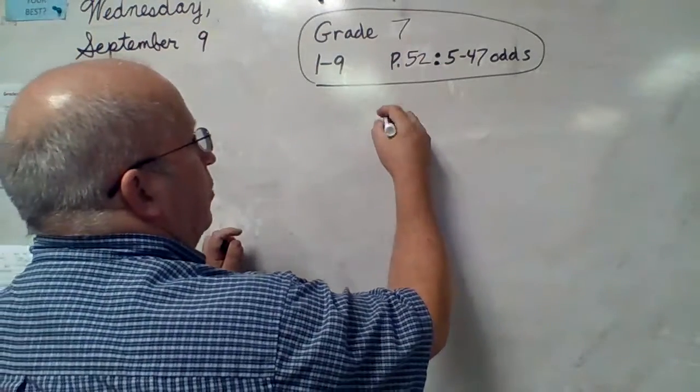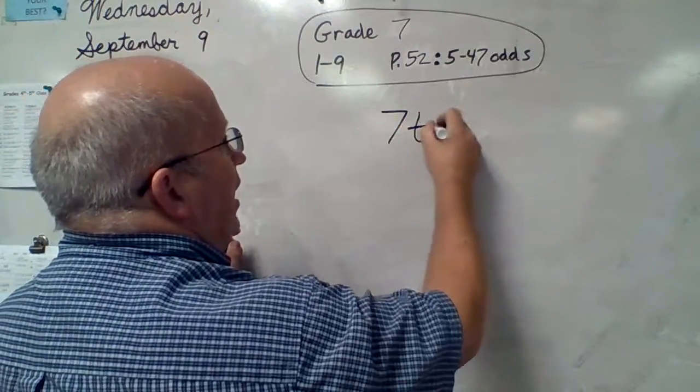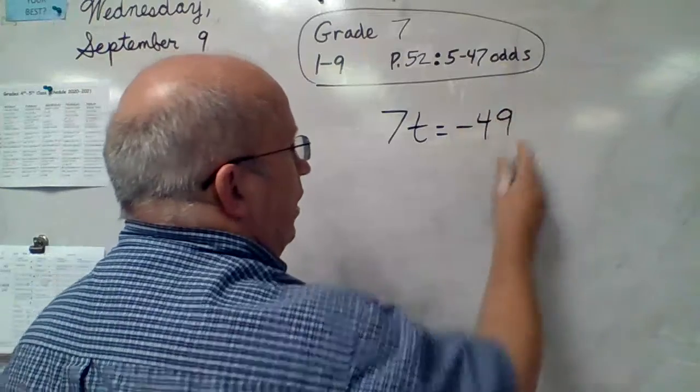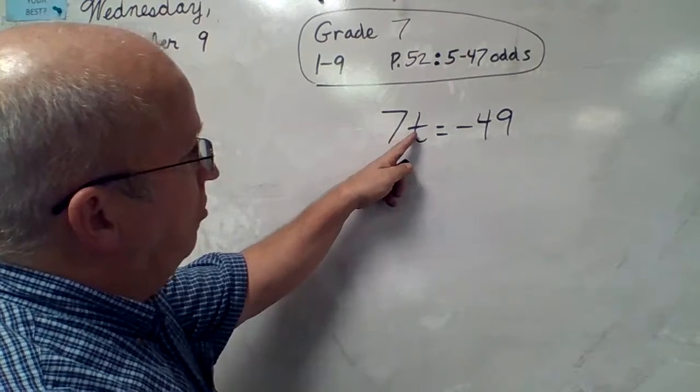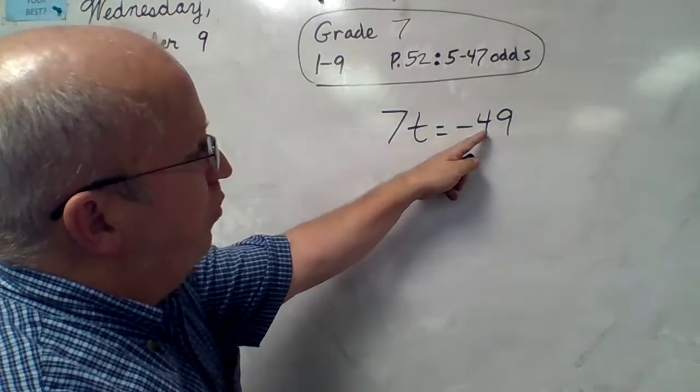You're probably going to think, wow, yay, I know how to do this. At least hopefully you will. Here's our first problem. 7 times t equals negative 49.